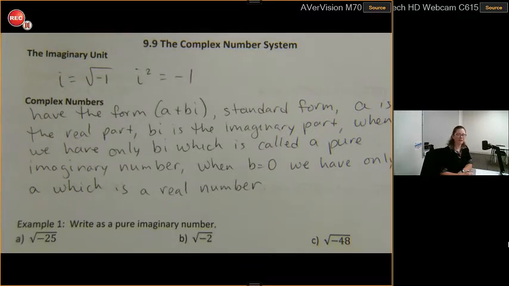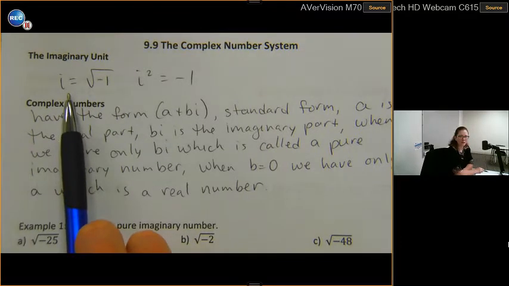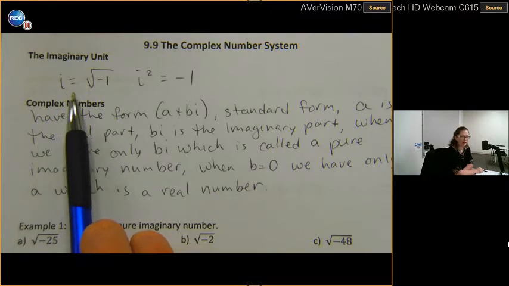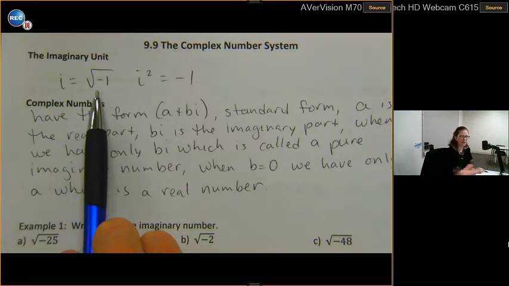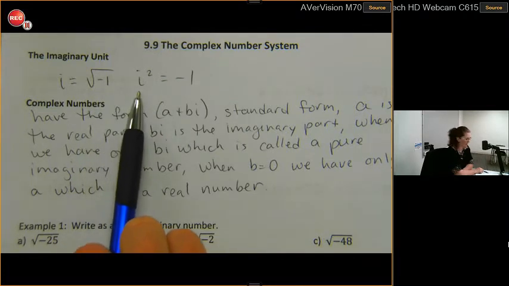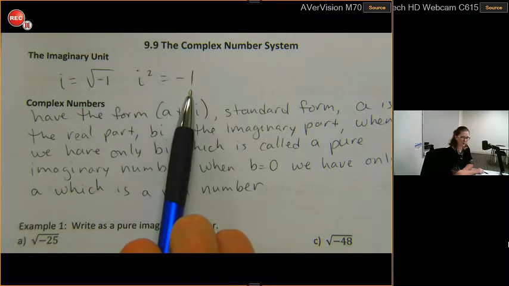that if we had the square root of a negative number, there is no real solution, but there is an imaginary solution. So the imaginary unit is represented with a lowercase i, and it is equal to the square root of -1. So following is if I square both sides, I get i squared equals -1.